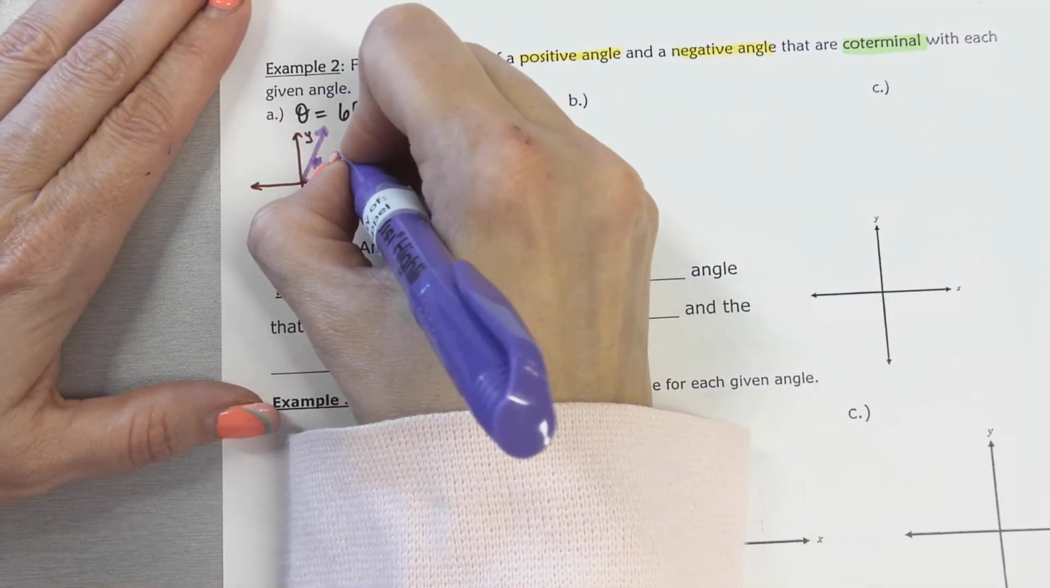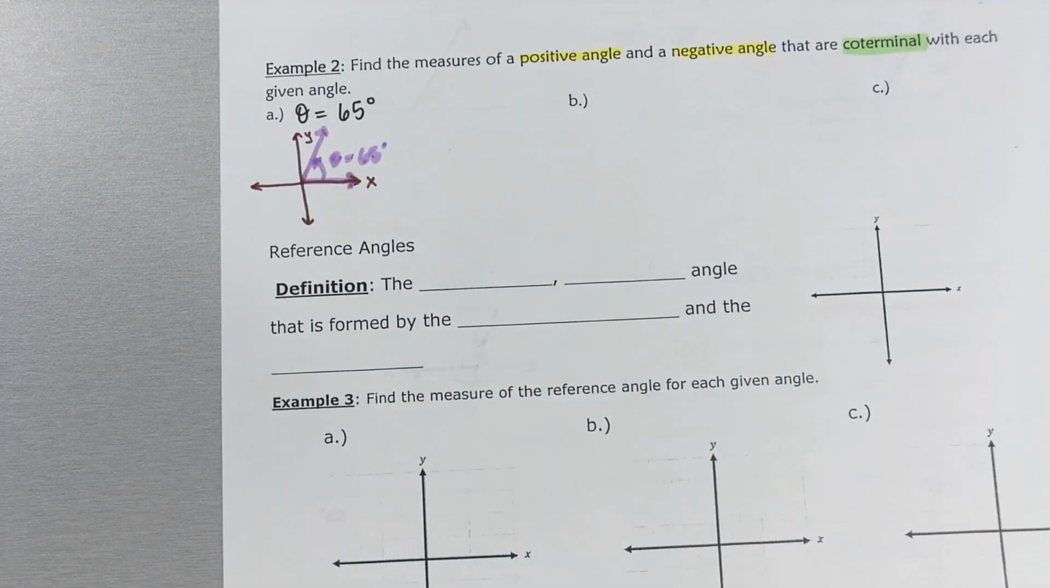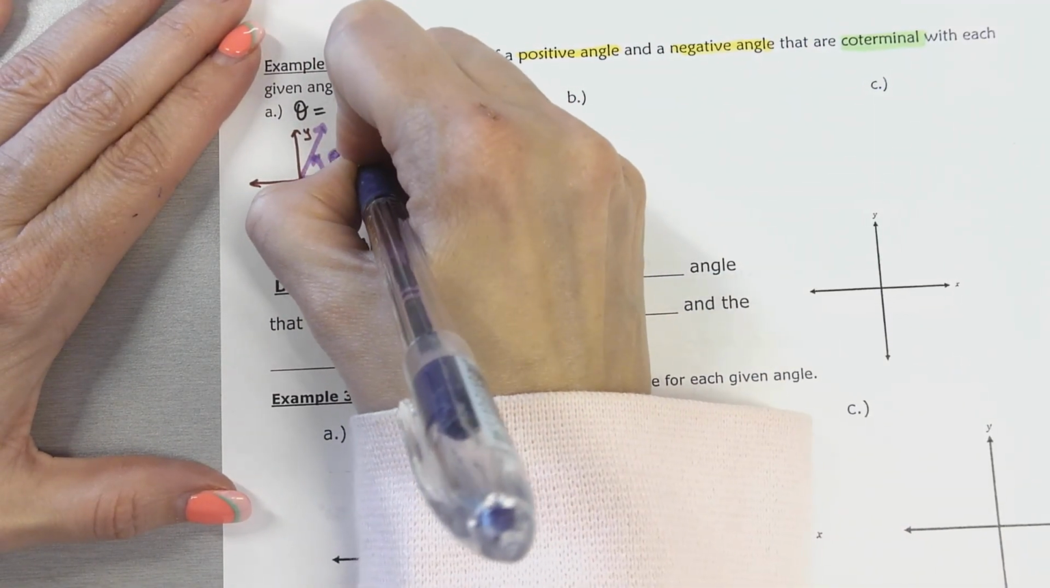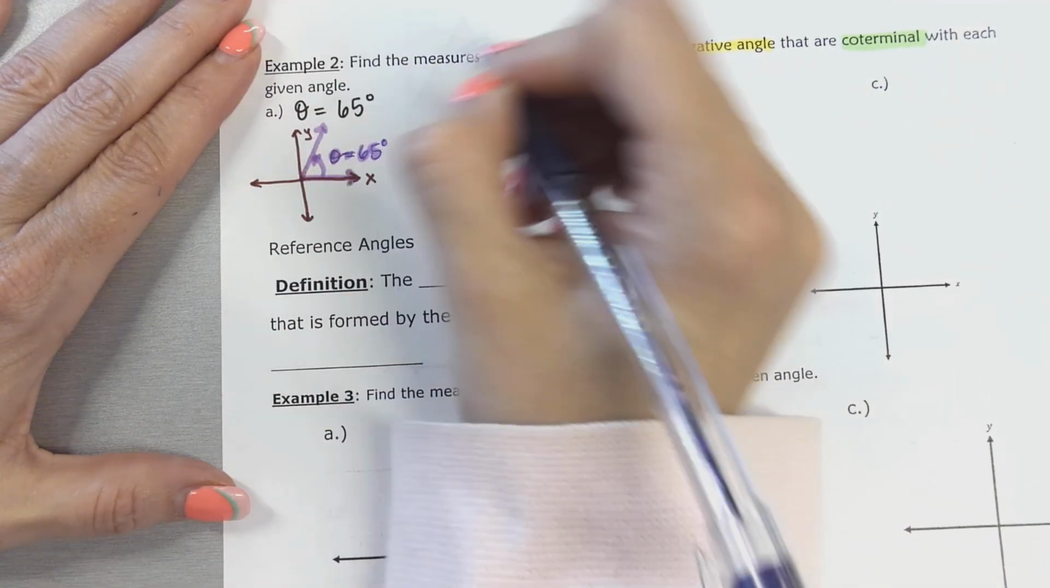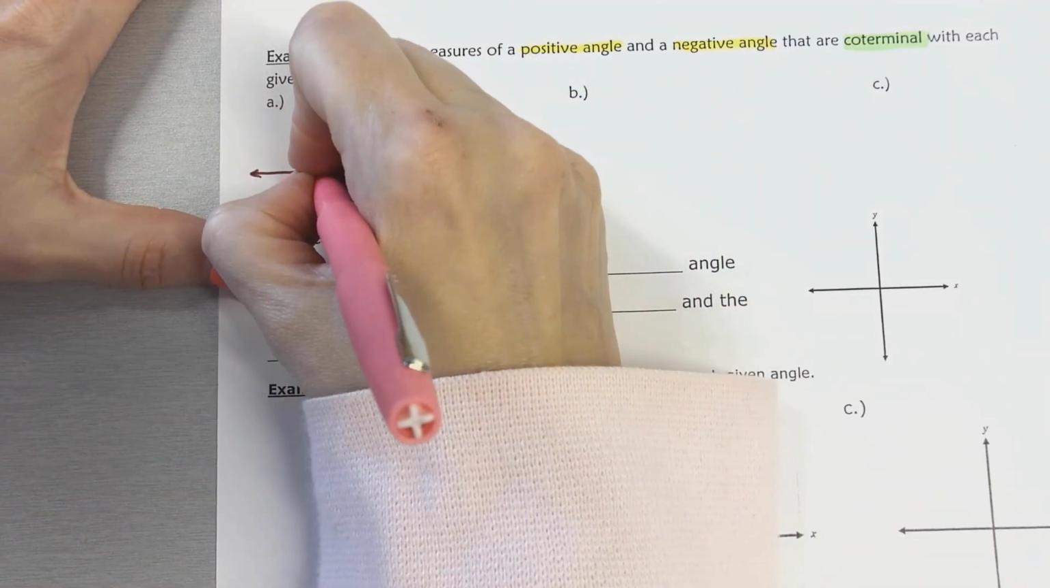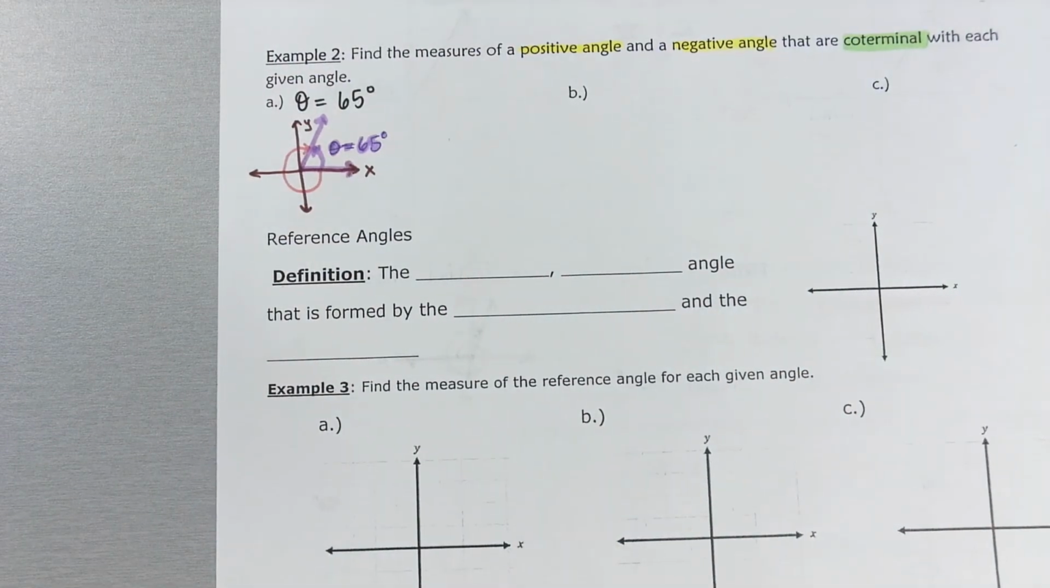Okay, so theta equals 65 degrees. Can you guys draw in the other angle even if you don't know what it is yet? Can you guys draw in one of the coterminal angles? Yeah, it's just the angle that's clockwise, right? So it starts here. How can I find what that angle measure is? What do you guys think? Yeah, you can subtract it from 360, okay? And then it has to be negative, okay?